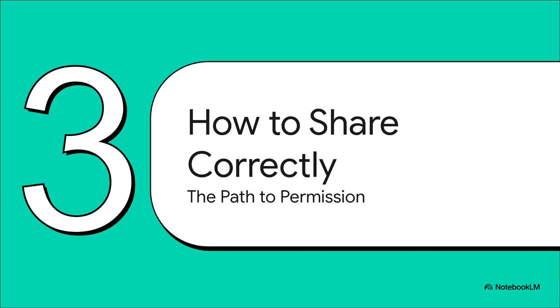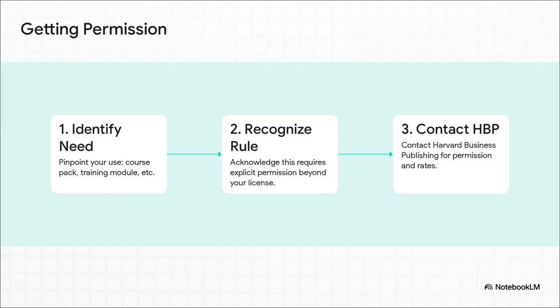Okay, so we've talked a lot about the don'ts, but here's the good news. There is absolutely a clear path to doing this the right way. Harvard Business Publishing isn't saying never. They're just saying you need to go through the proper channels. The process is actually pretty straightforward. First, you just figure out exactly what you need it for. Is it a course pack, a training module, what have you? Second, you just acknowledge that, yep, this use is outside the standard license. And third, you just reach out to them directly.